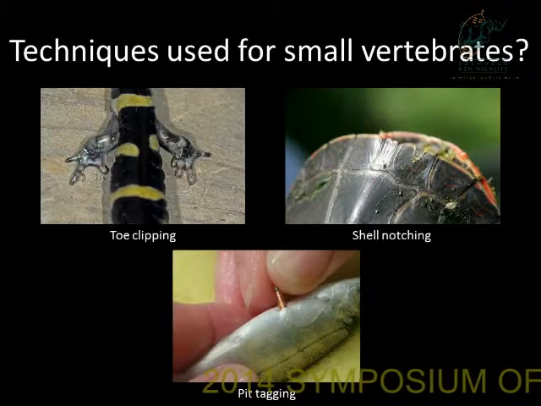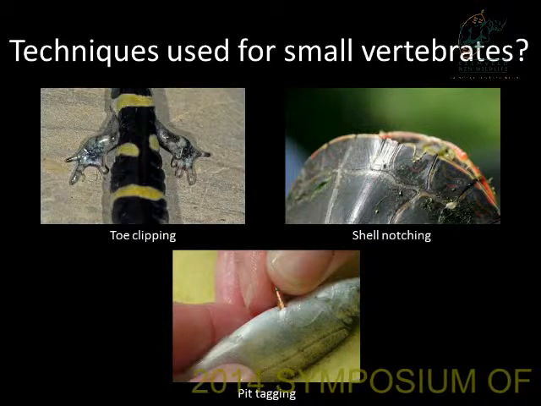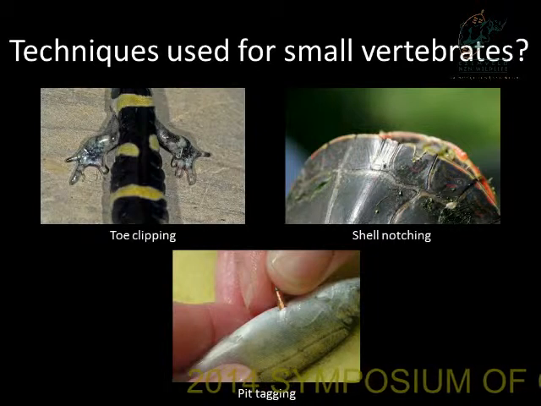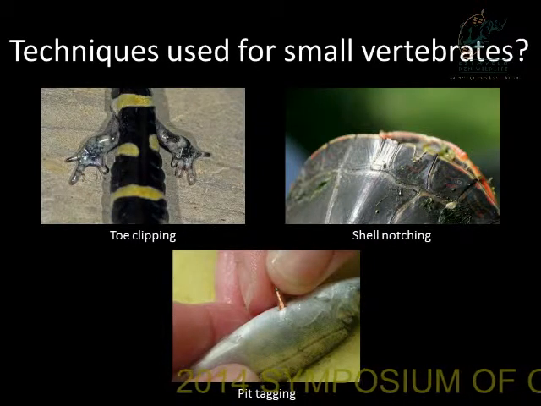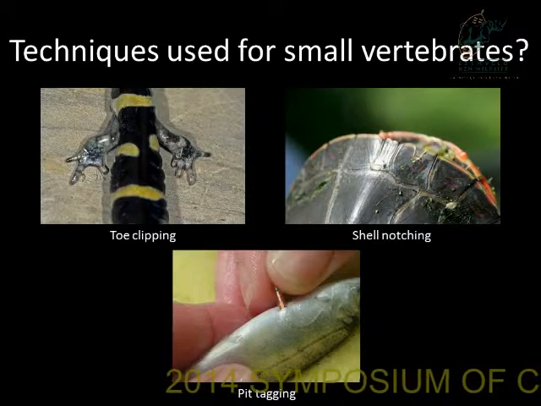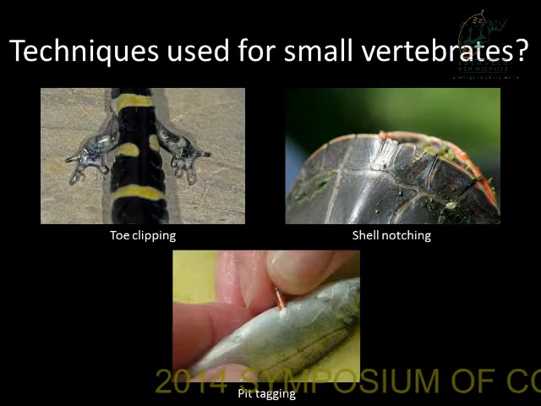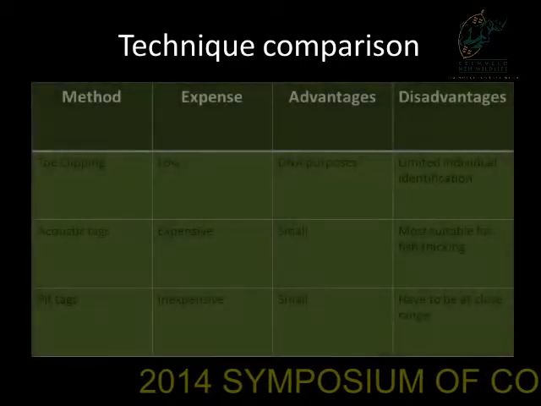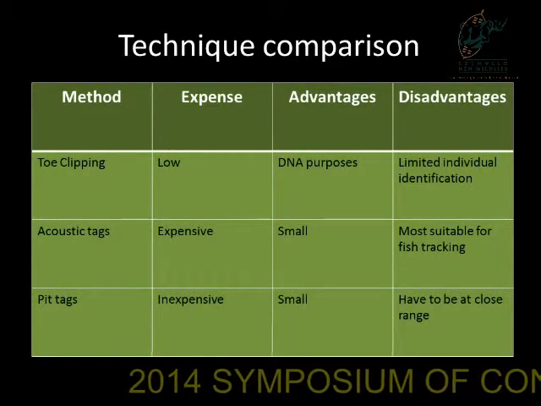If we look at techniques used for small vertebrates, they usually use toe clippings, or shell notchings for terrapins, and pit tagging. But when it comes to amphibians, we have to look at what will be able to work. We can't use shell notching because frogs don't have shells, and we can look at toe clippings, pit taggings, and acoustic tags.